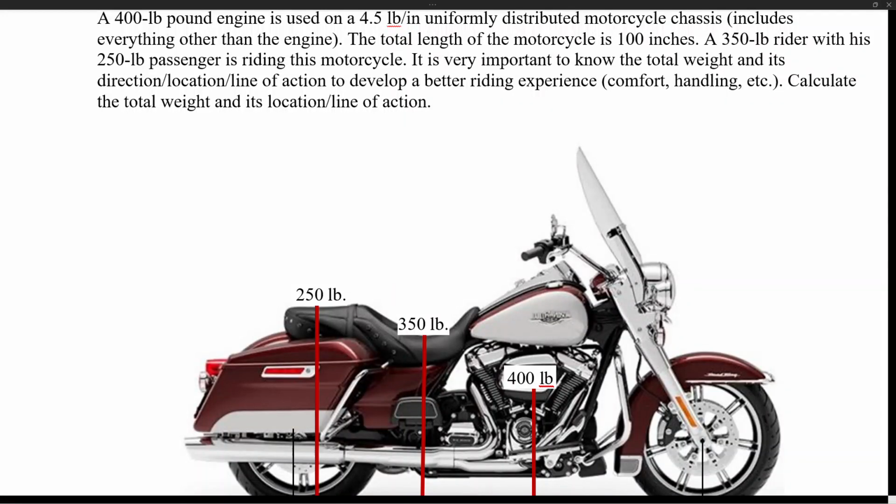Resultant of parallel forces, including a uniformly distributed load. So in this scenario, this motorcycle, we're trying to find out the total weight, including the passenger weight, the rider weight, the engine weight, and the chassis weight. Everything else other than the engine is distributed 4.5 pounds per inch.